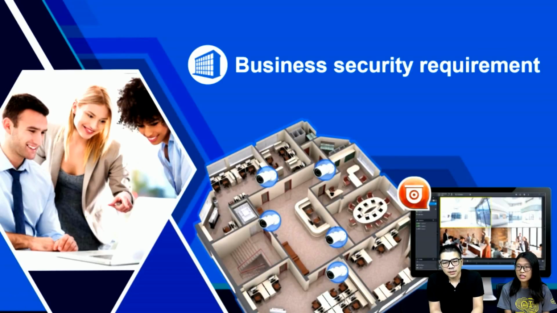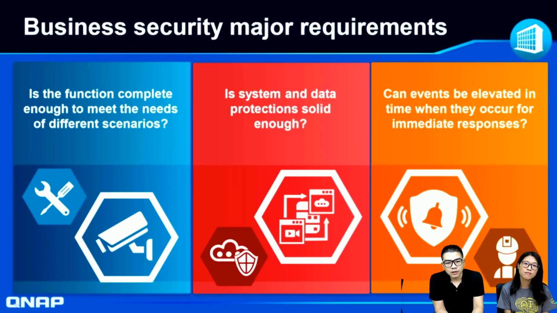So we will start from the business security requirement. Basically, to run a business, we need to focus on several things. We have employees that we need to take care of, and sometimes we need to purchase something that is necessary, so we need to have cost control. And for a surveillance system, what we need to know is, is the function enough, or are there any fancy functions that I won't be able to use? And the second is, is the system data protection good enough? When you are using QNAP NAS, the answer is completely yes, because we have RAID, we have hybrid testing, we have snapshot, we have backup, we have encryption. So your data files will be very safe in our NAS.